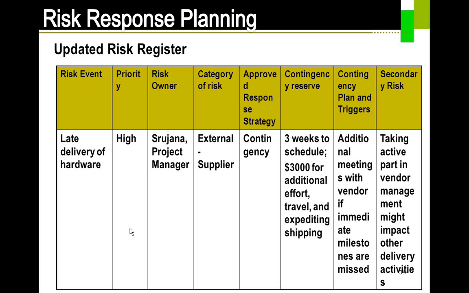Unfortunately, because of lack of time, I'm not going to spend much here. If you're interested, I can share the PPT with you. You can go through this particular thing. However, just have a quick glance at the headings. So the risk event priority, whether I need to do it today or tomorrow. Who is going to look at it as the risk owner? Here it's the project manager. And then what kind of category of the risk, is it external or internal? And then what kind of strategy that I need to put? And contingency reserve in case it is required. What is the money that I need to spend? And what kind of triggers and secondary risks.